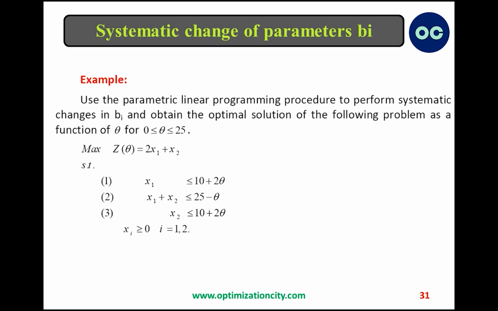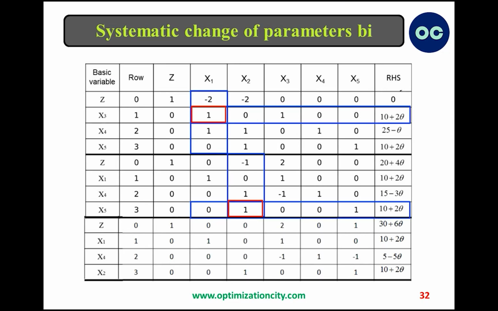Let's apply parametric linear programming and systematically change the value of b_i and determine the optimal solution for the following problem. Consider theta ranging from 0 to 25. Based on the value of theta, we obtain the optimal solution for the given model as presented in this table. So you can see that this is the optimal table.